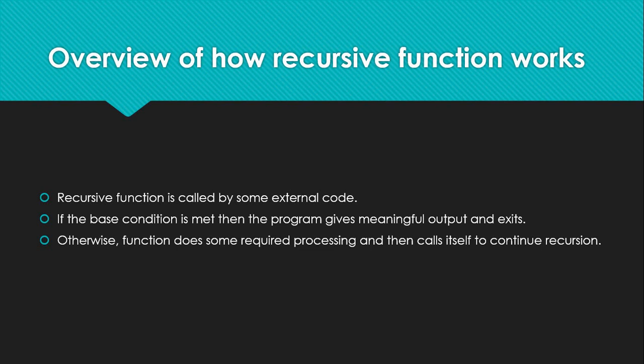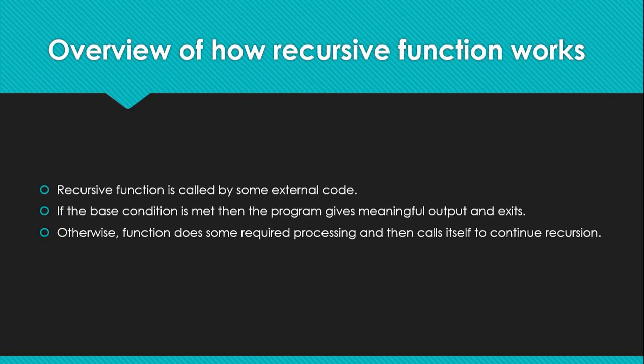A recursive function is called only by an external code. It is just like a function because there will be a calling statement that calls this recursive function. The second point is if the base condition is met, then the program gives a meaningful output and it will end the program. If the base condition is missing, then the recursive function keeps on looping back and forth without an end, and it becomes an infinite loop. So we should have a base condition to put an end to this recursive function.